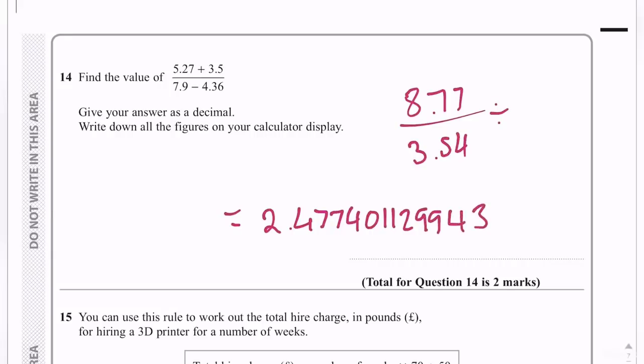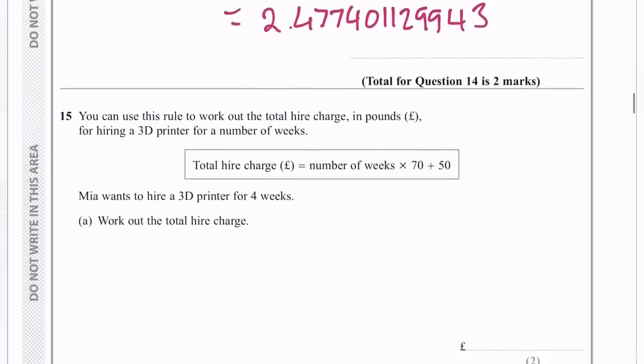2.477401129943, and my calculator actually keeps on going. You would actually be limited on some calculators as to how much you could write down here. So that's going to be all that I can write down there. My calculator's actually showing me quite a lot. I've got a recurring decimal above the 7, but I know that some calculators actually won't let it go that far, so it will only show so many digits. So just write down all the numbers on your calculator, and there's that one.